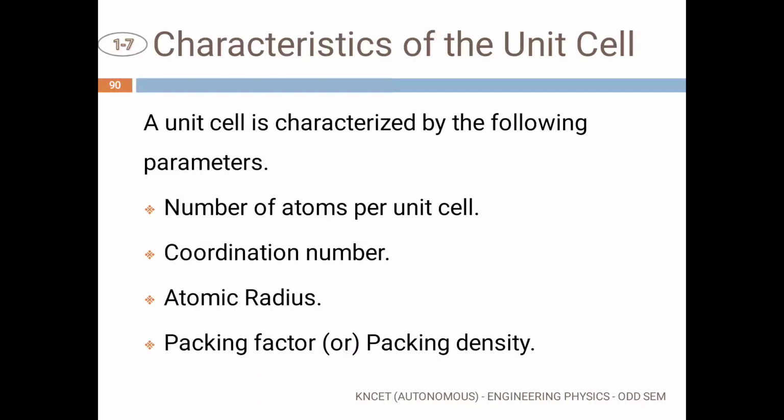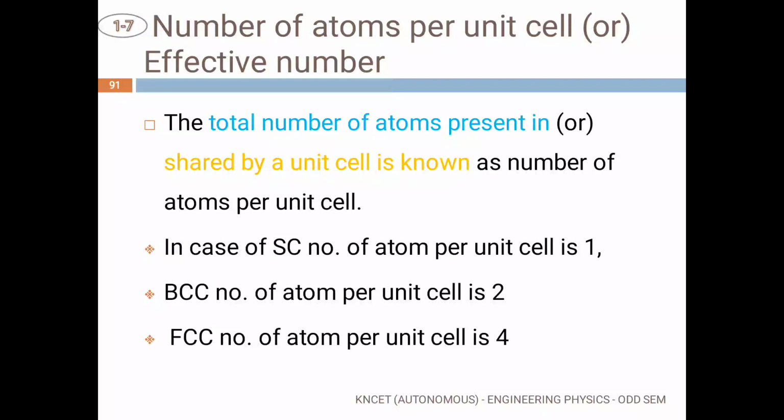In this video, we are going to discuss some of the important parameters which are used to describe the crystal structure: number of atom per unit cell, coordination number, atomic radius and atomic packing factor. So these are the parameters which are used to describe the crystal structure. The first one is number of atom per unit cell. It is otherwise called the effective number.